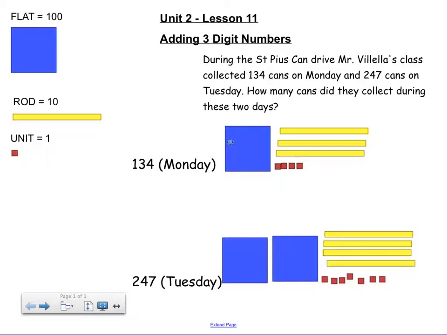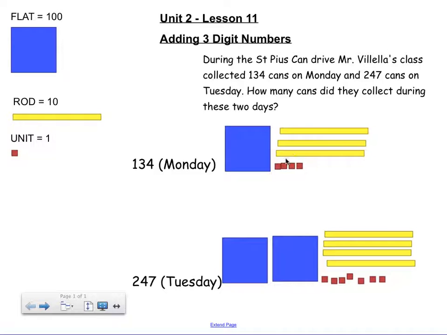Let's go back to the question now that we represented the numbers with base 10 blocks. The question's asking how many cans did they collect during these 2 days. I know I'm going to add these numbers, so I'm going to add these all up. The tricky thing here is when we get to the ones, we always want to make a 10. We want to make a group of 10s.